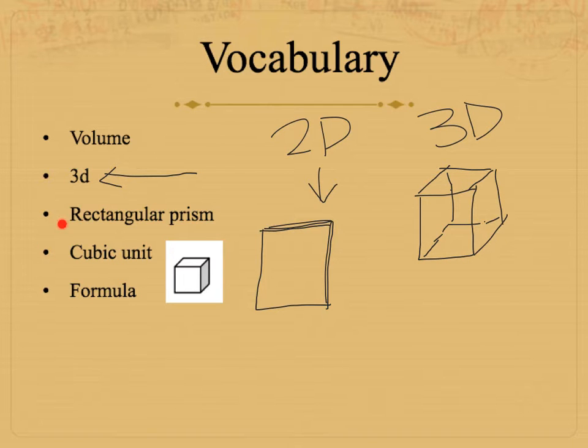Okay, our next vocabulary word is rectangular prisms. We are only going to be finding the volume in rectangular prisms this week, and a rectangular prism is exactly kind of like this. It is a cube. Sometimes they're longer. It has the base of a rectangle, so that's where that name comes from. We also have cubic units. A cubic unit is right here. It's like a little cube. We're going to start out by counting cubic units to find our volume. And then formula. There is going to be a formula for volume that we're going to use eventually.